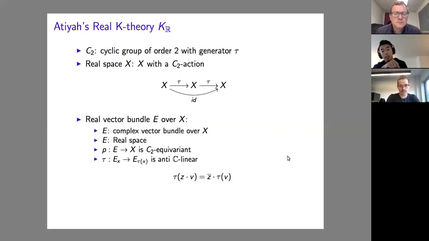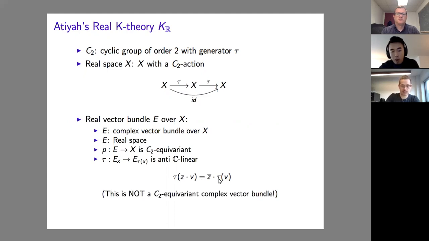Now, furthermore, there's a tau action on X, so that induces a tau action on the fibers. So tau induces a map from the fiber of E over X to the fiber over tau X, and I want that map to be anti-complex linear. By that, I mean if v is a vector and z is a complex number, then I want tau of z times v to be z bar times tau of v. Now, I just want to remark that this is not a C2 equivariant complex vector bundle, because for a C2 equivariant complex vector bundle, tau of z times v would be z times tau of v. But I want this tau map to be anti-complex linear.